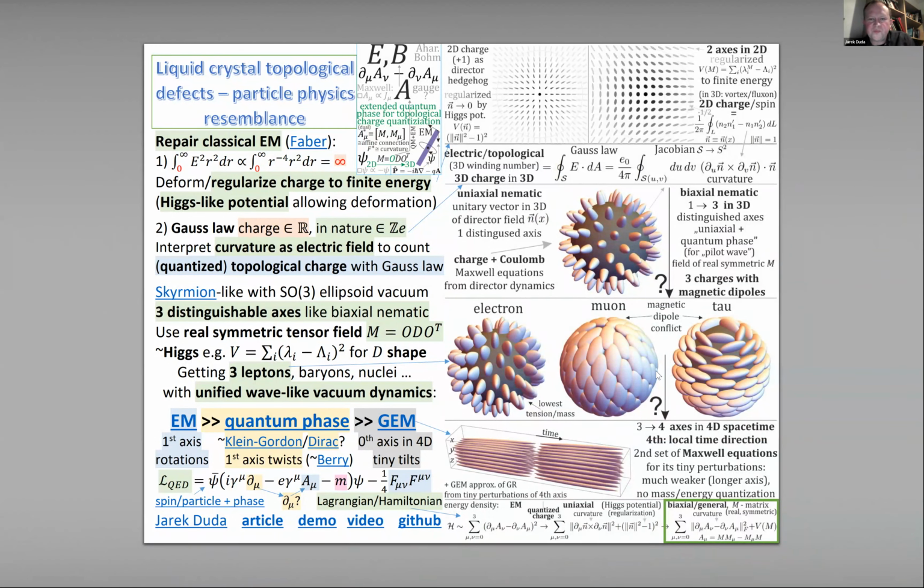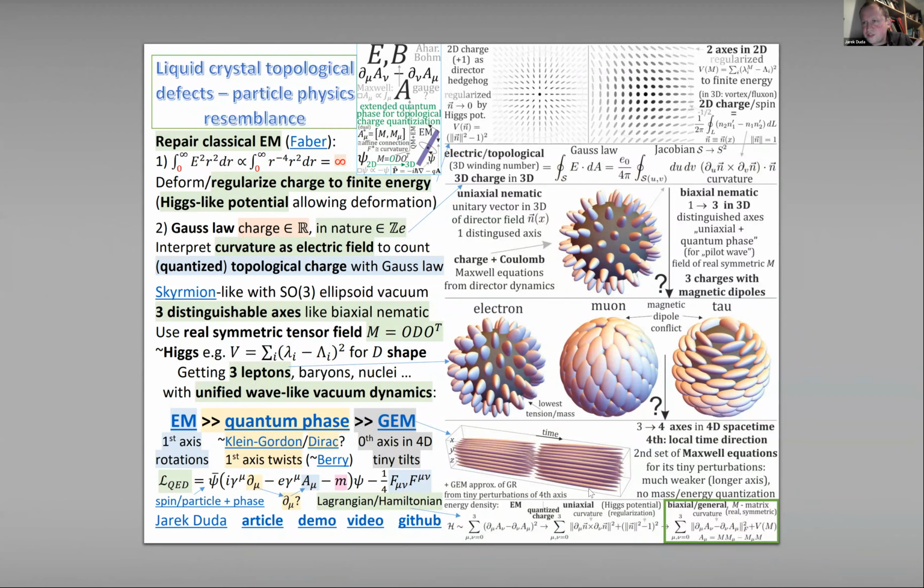So we also get, if trying to align the second axis on the surface, we cannot do it due to this Kerr-Newman theorem. So we have an additional singularity, a magnetic dipole-like conflict. So we get the magnetic dipole moment from this conflict from the Kerr-Newman theorem.